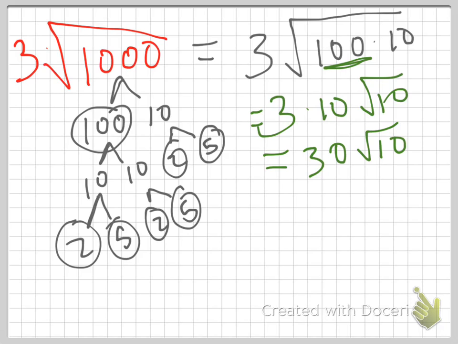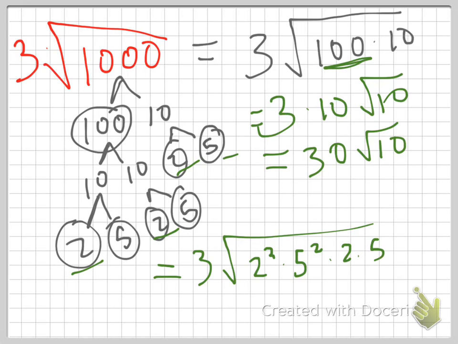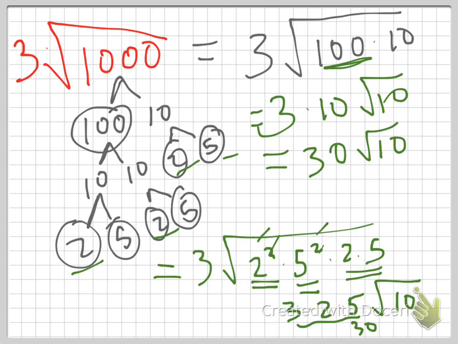Or maybe you didn't recognize that and you wrote all these: 3 times the square root of 2 squared times 5 squared times 2 times 5. See how I broke up my 2 squared, my 5 squared? Because what's going to happen to this? Cancel, cancel, and what's staying inside? A 10. So the 3 and the 2 and the 5 come out, and the 2 and the 5 stay in, and these multiply out to 30. 30 root 10. Either way, you're going to get the same answer.